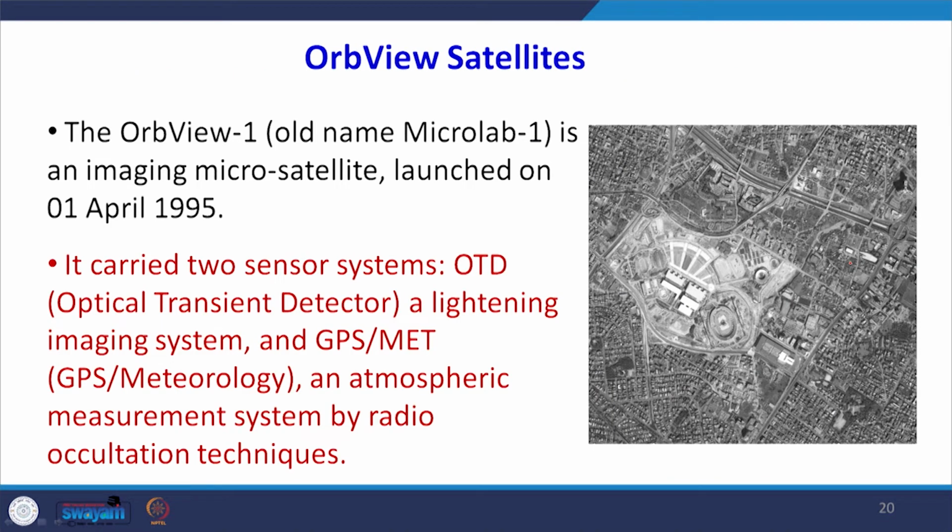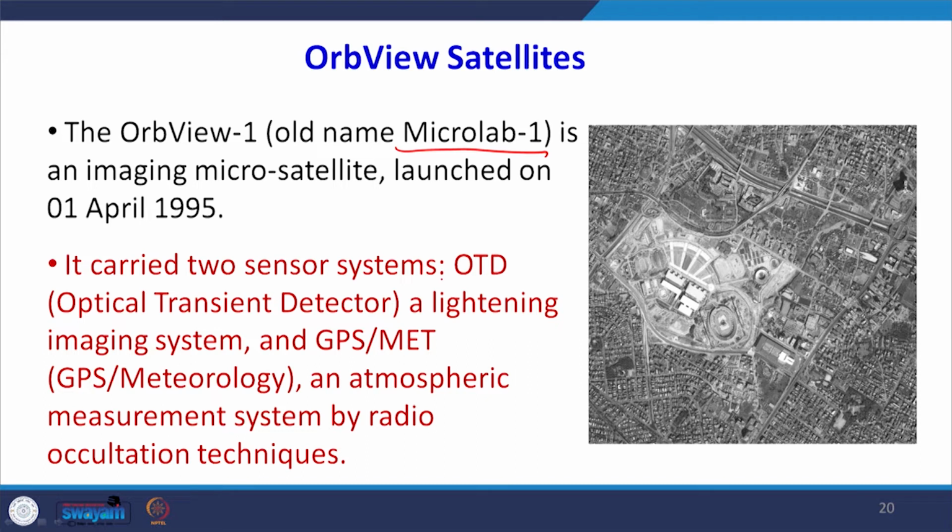Then next in this series is the OrbView satellite. Old name was Microlab 1. So OrbView, the orb word is taken from orbit. When the satellite is moving in the orbit, it is viewing downward. So the OrbView word is taken from there.